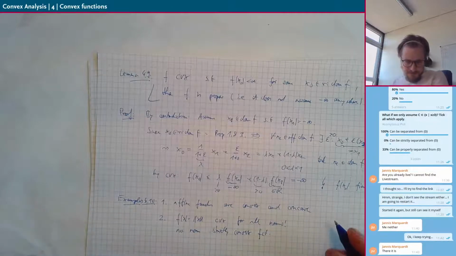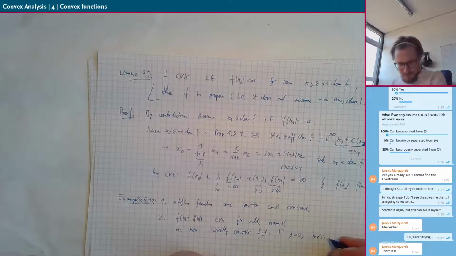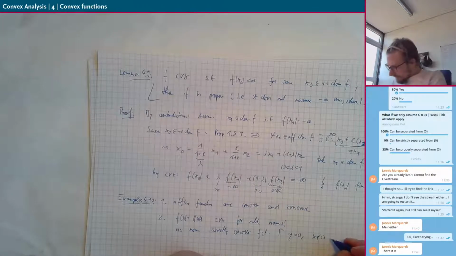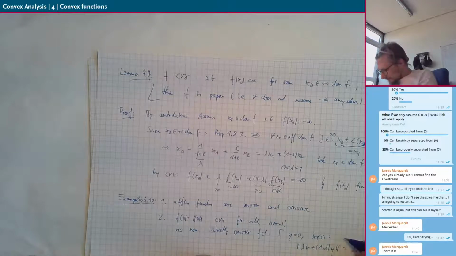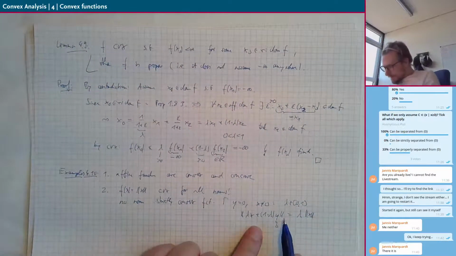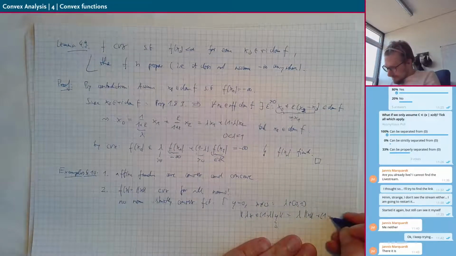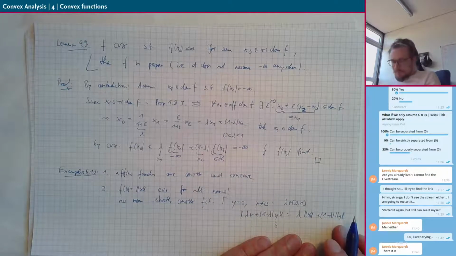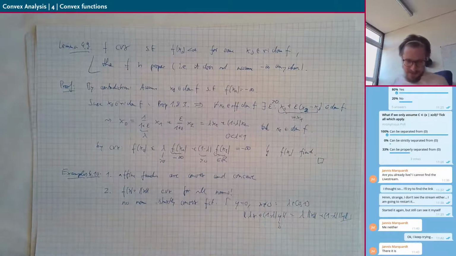This is easily seen if you take y equals 0 and x non-zero. Then lambda times x plus 1 minus lambda times y is only lambda times x, where lambda needs to be in the interval from 0 to 1. The norm of lambda x is lambda times the norm of x, and you get an equality. So no norm is strictly convex as a function.